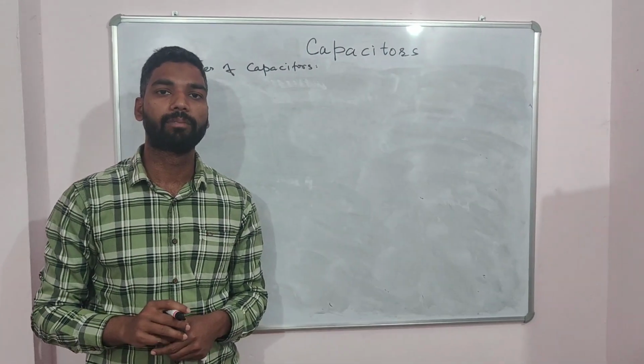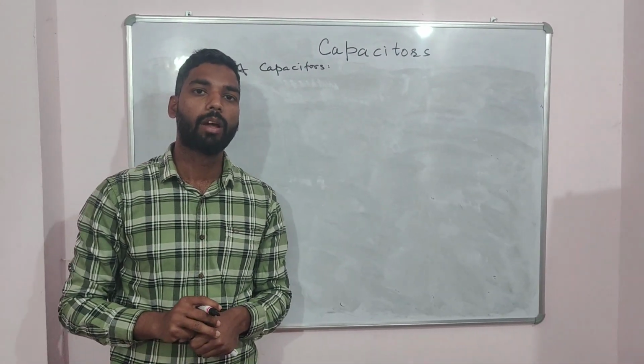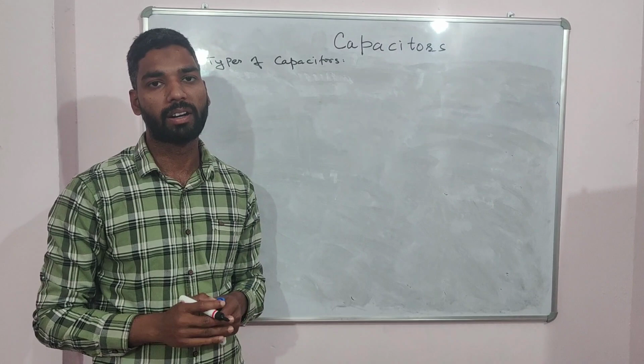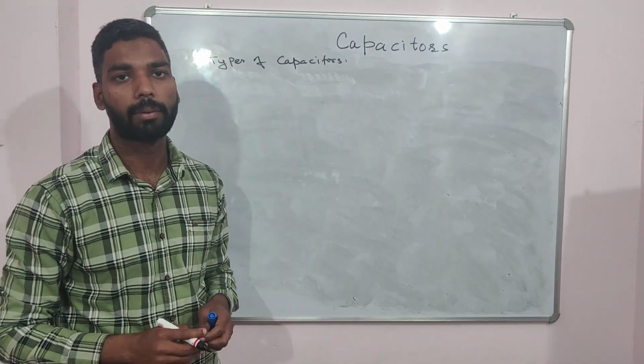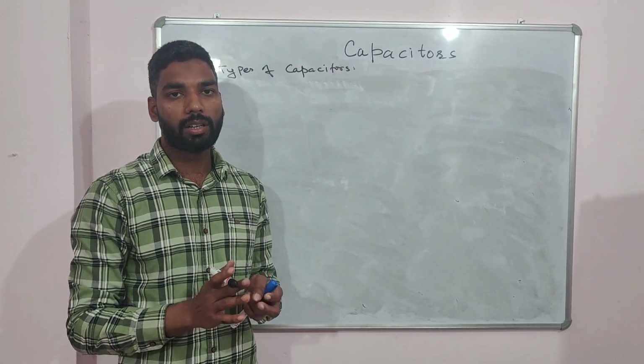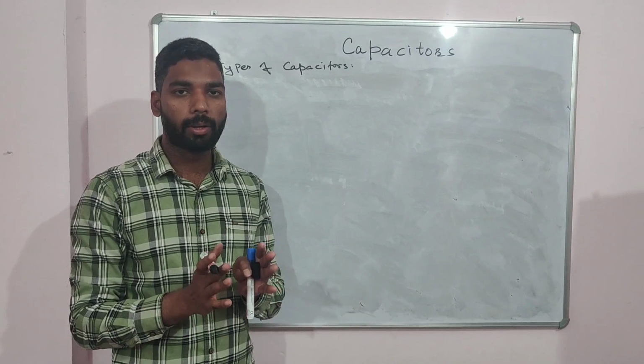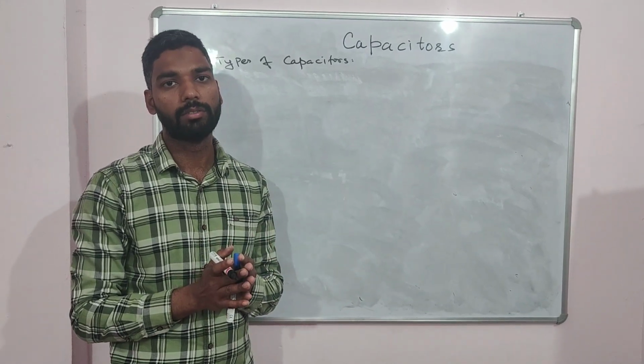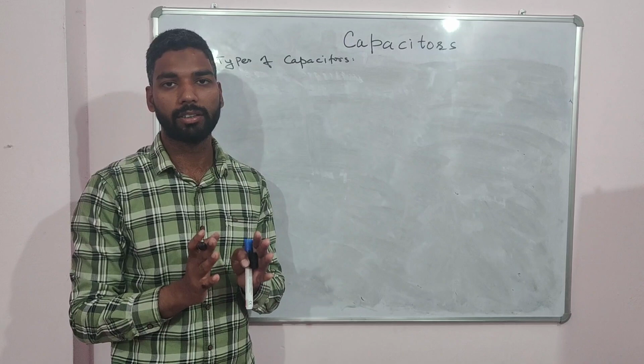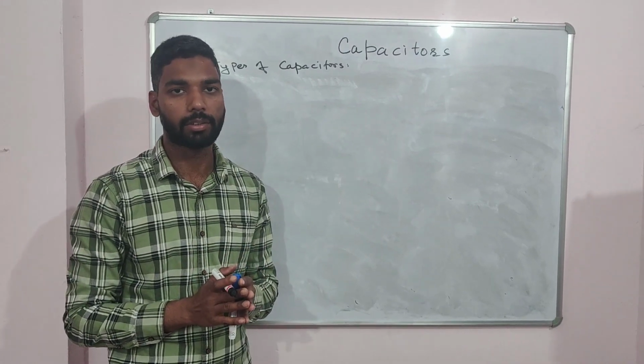Next we see the types of capacitor. First we have the parallel plate capacitor. What is a parallel plate? If there are large metal plates separated by a very small distance, then we can say that this arrangement is a parallel plate capacitor.